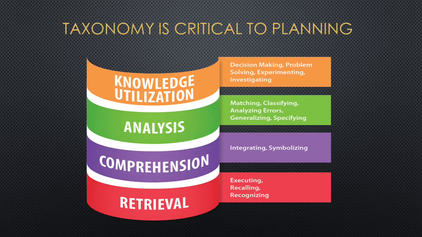Marzano names the phases of his hierarchy as retrieval, comprehension, analysis, and knowledge utilization. The lower order levels, retrieval and comprehension, are about accessing and making sense of existing knowledge. And the higher levels, analysis and utilization, concern the creation of new knowledge. The higher levels are dependent on having developed solid skills at the lower levels.